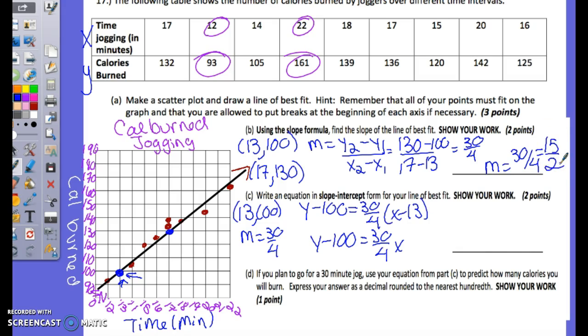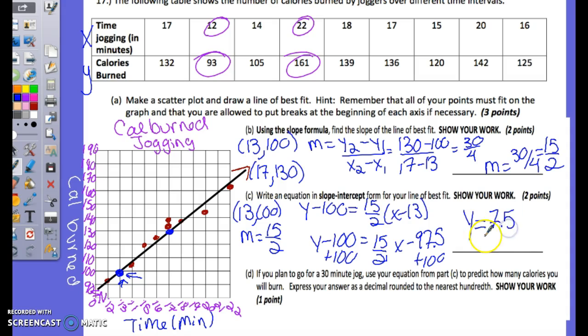So let's go ahead and simplify that everywhere to 15 halves. 15 over 2, 15 over 2. And if you did it as 7.5, that's totally fine. So 7.5 times 13 equals negative 97.5. Add 100 to both sides. So your final equation should be something close to y equals 15 over 2, or 7.5, x minus 2.5.